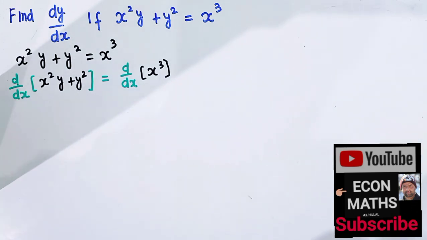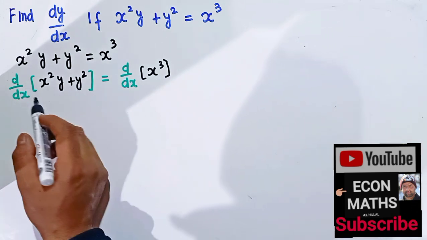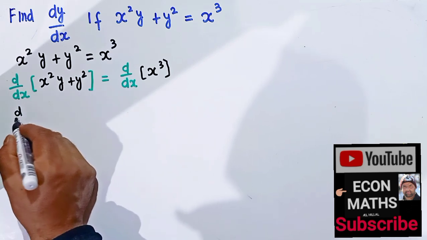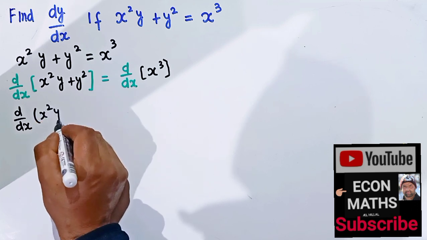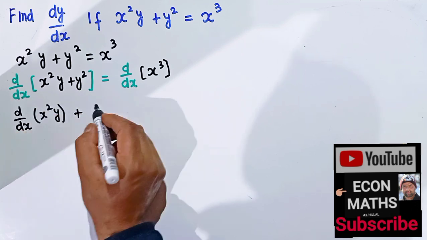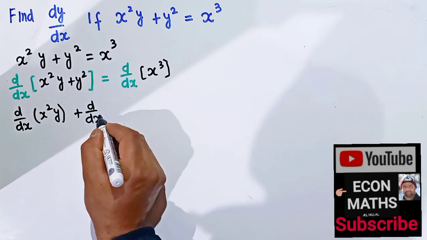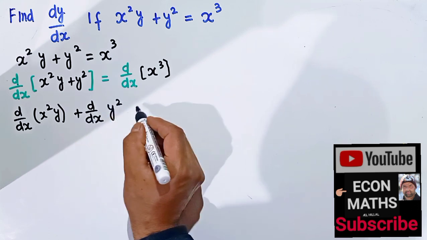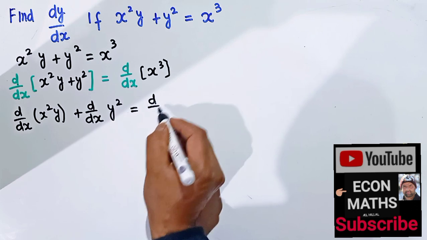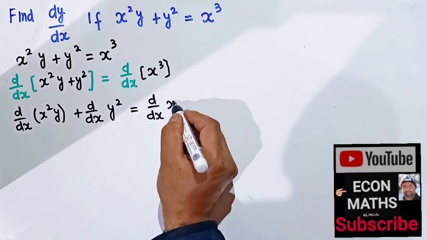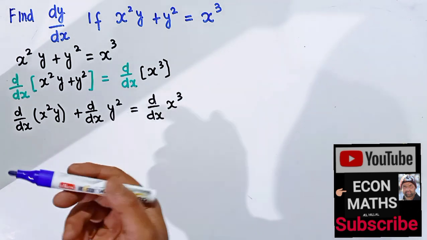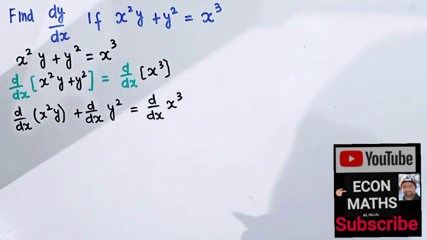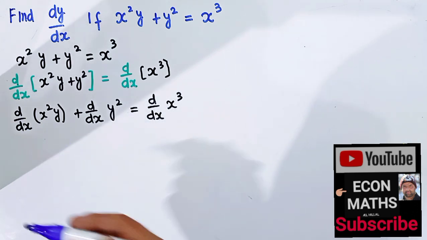Now what will happen here? If I write it in this fashion, d upon dx of x square y plus d upon dx of y square should be equal to d upon dx of x cube. Here two rules will be applied. First is the power function rule and the product rule. So we apply both rules here.